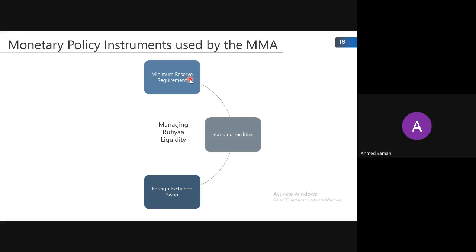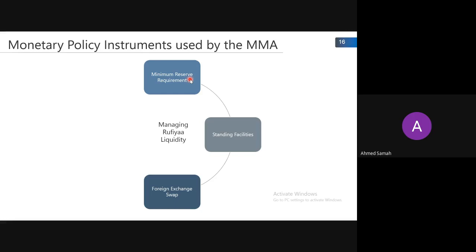The opposite will happen if commercial banks have a foreign currency liquidity shortage. They will give rufiya to us, and we will give foreign currency to them using our reserves. Then at the agreed maturity, this will be exchanged back.